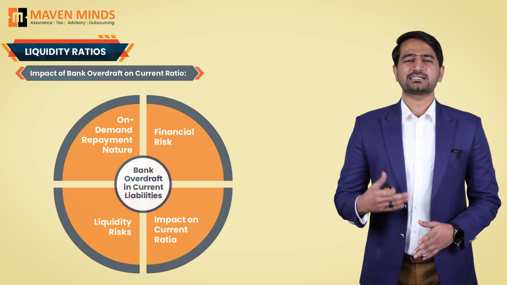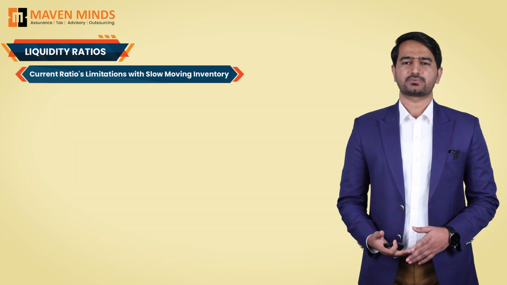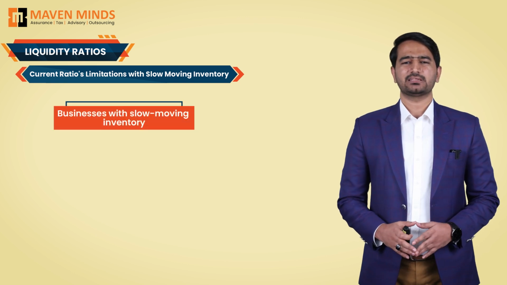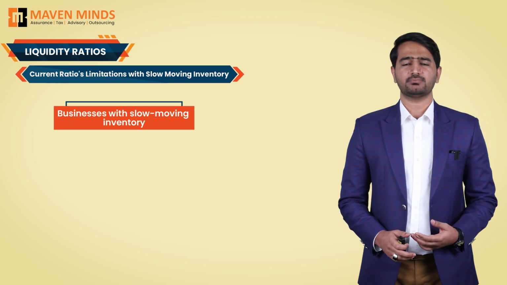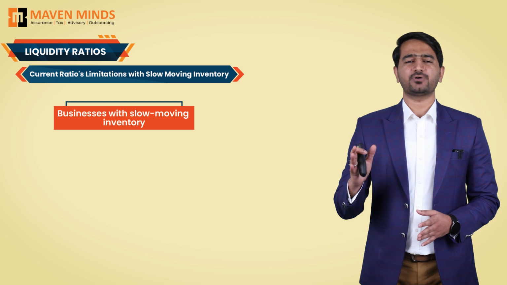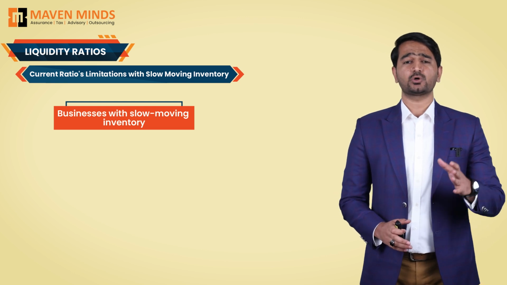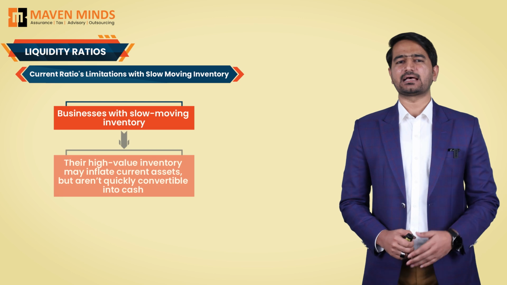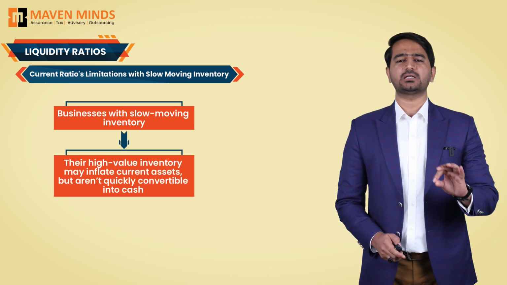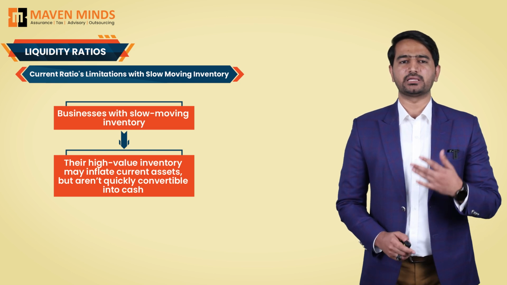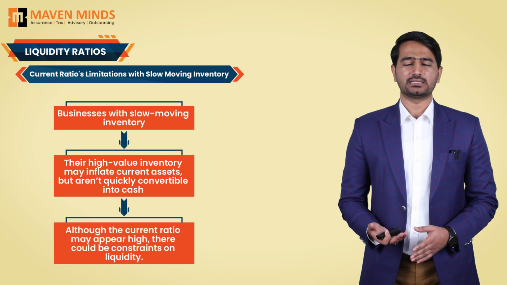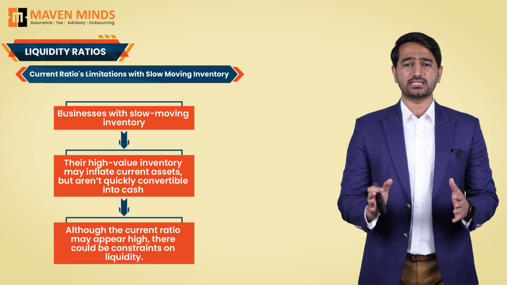Alright, my friends, let's now address the limitations of the current ratio, especially for businesses with slow moving inventory. For instance, in industries like housing construction or automobile manufacturing, the inventory comprising under construction projects or unsold vehicles may inflate the current assets. However, these high value items are not quickly convertible into cash to meet short term obligations. Thus, while the current ratio might suggest sufficient liquidity, the realizable value of these assets in the short term may be quite limited.